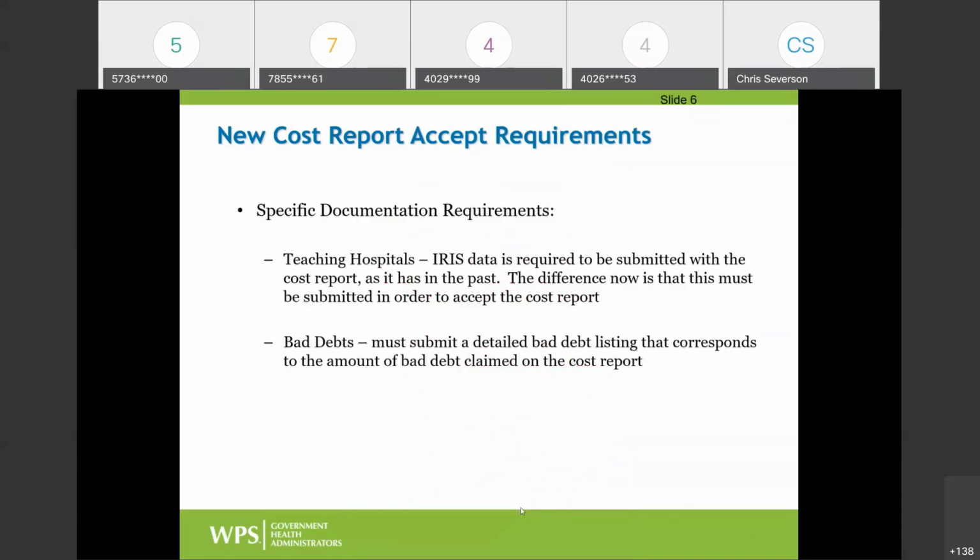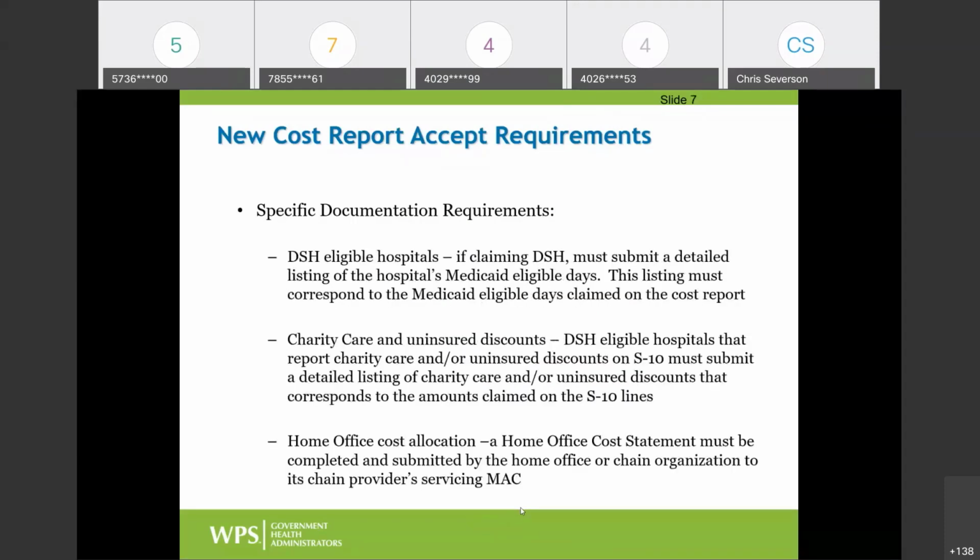So now let's just talk a little bit about the specific requirements. Some of this we already talked about. With the teaching hospitals, IRIS data has already been required for years, decades really. The big difference here is that it now must be submitted in order for us to accept the cost report. And the FTEs, they need to match what you're reporting. Bad debts, I already said that. The detailed bad debt listing must correspond to the amount of bad debt claimed on the cost report. DSH, we went through that one. Charity care, so all the other ones we went through already in that listing.